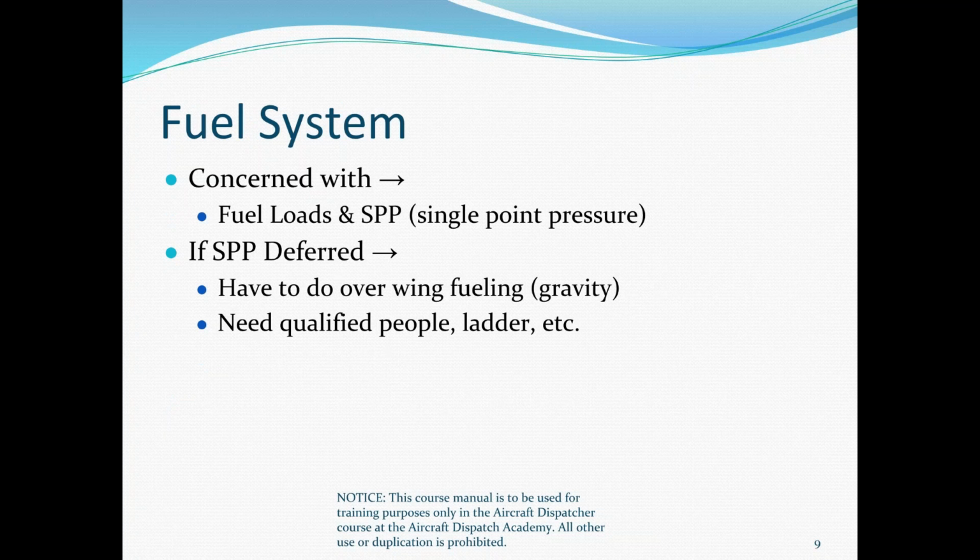So, fuel system. Remember that the CRJ is fueled with what we call single point pressure refueling. That means they hook up the nozzle for the gas to one point and it fills all three tanks, because we have a tank in each wing and a tank in the center of the plane. So if the single point refueling valve goes out, we have to do what we call gravity or over the wing fueling.